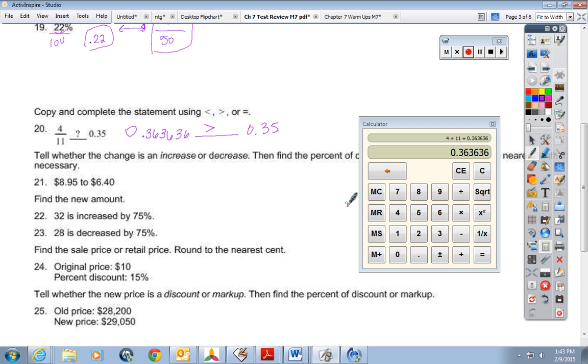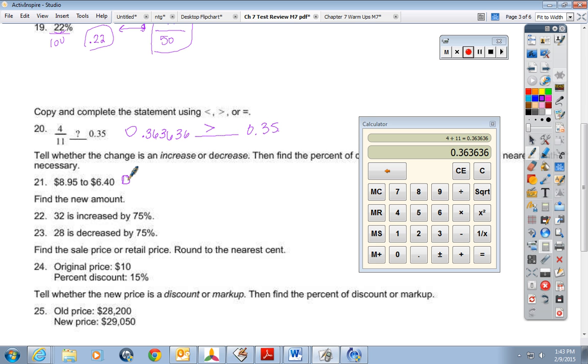21 has 2 answers. So we've got to tell whether the change is an increase or decrease. The first number is always the original amount. So is the new amount greater or smaller than the original? Yes, it's smaller. So it's a decrease. Okay, so the easiest way to indicate decrease is just write a D.